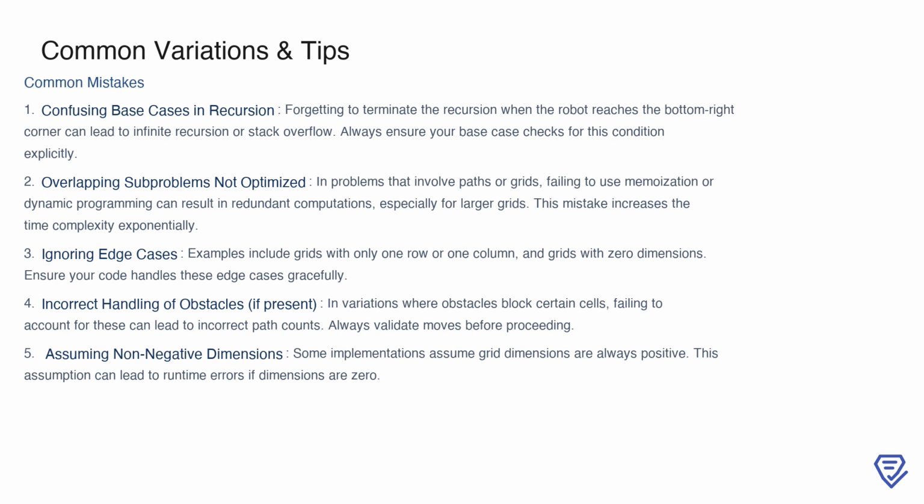Additionally, edge cases like grids with only one row, one column, or even zero dimensions are easy to overlook. Always ensure your solution handles these gracefully. Variations with obstacles also require special attention. If you don't properly validate moves or account for blocked cells, your path count could be incorrect. Lastly, be cautious about assuming non-negative dimensions for the grid. If the dimensions happen to be zero, your code might throw runtime errors. By proactively addressing these issues, you'll avoid many common pitfalls.